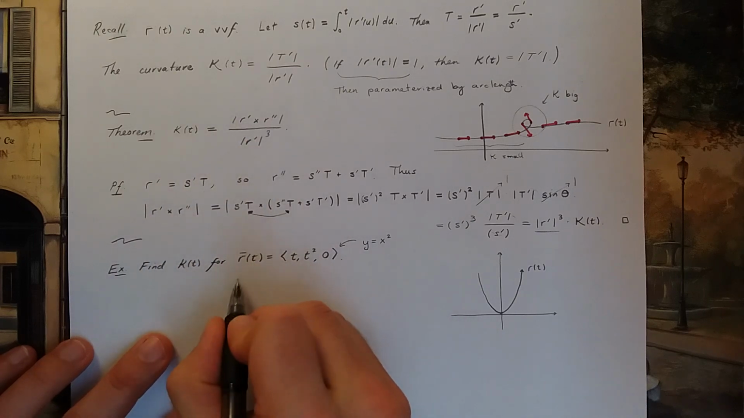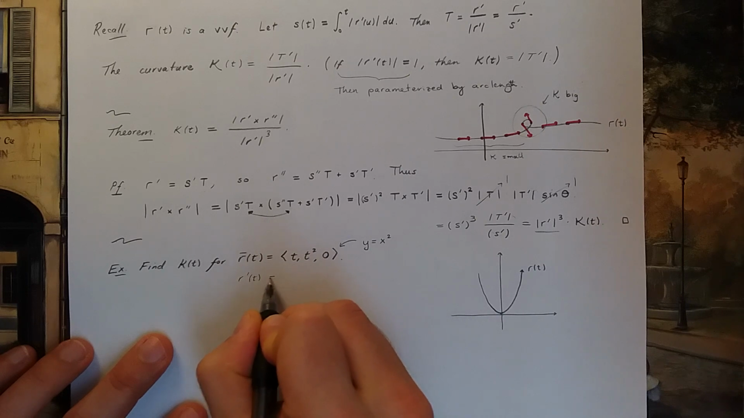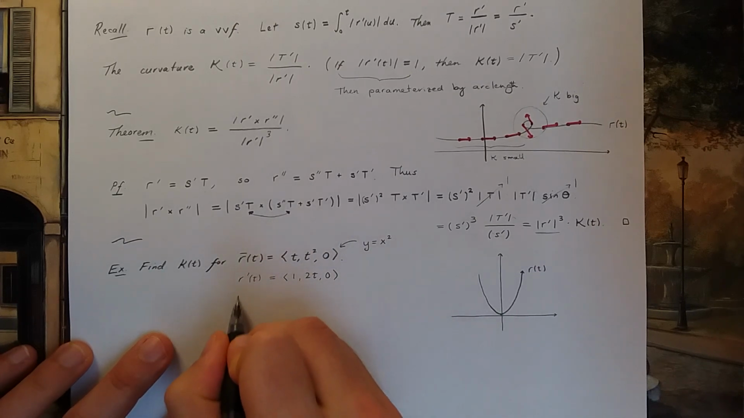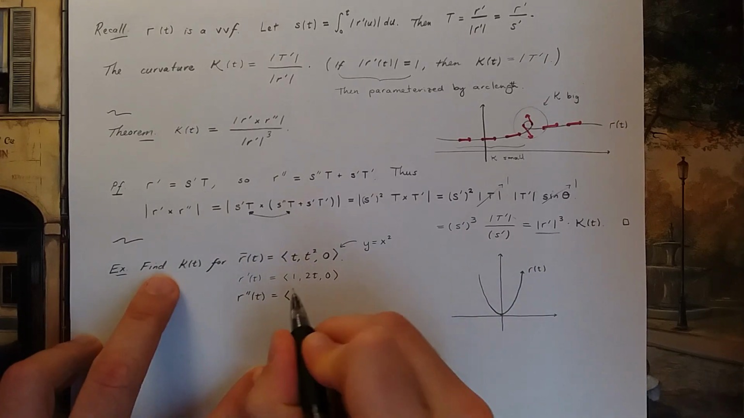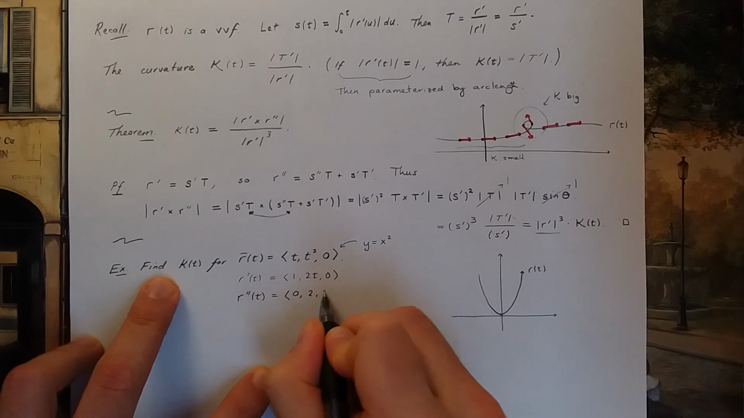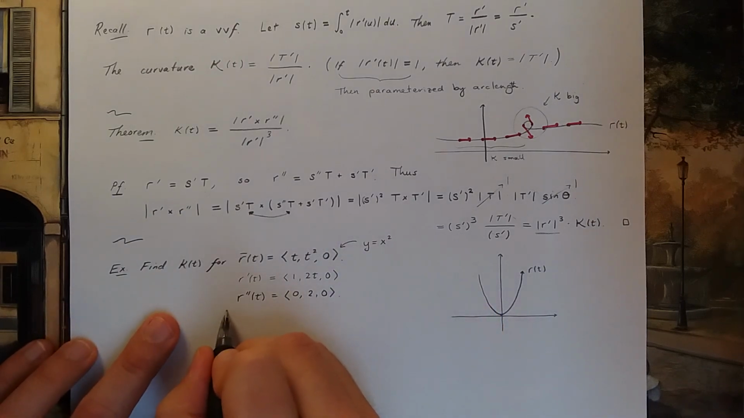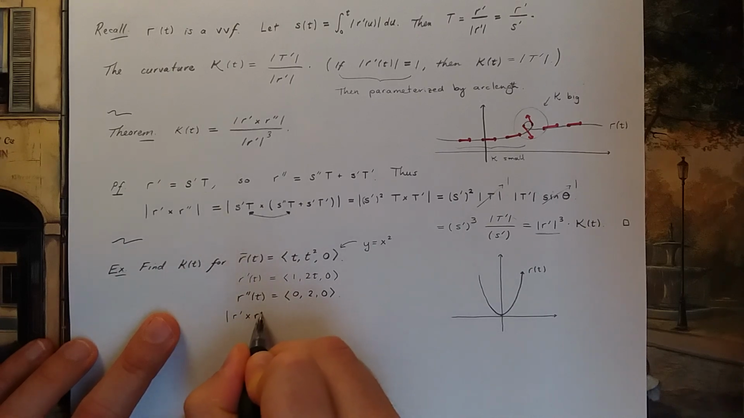So I have my function r. I will take the derivative, r prime. That will be 1, 2t, 0. The second derivative is equal to 0, 2, 0. So therefore, the magnitude of the cross product would be r prime cross r double prime.